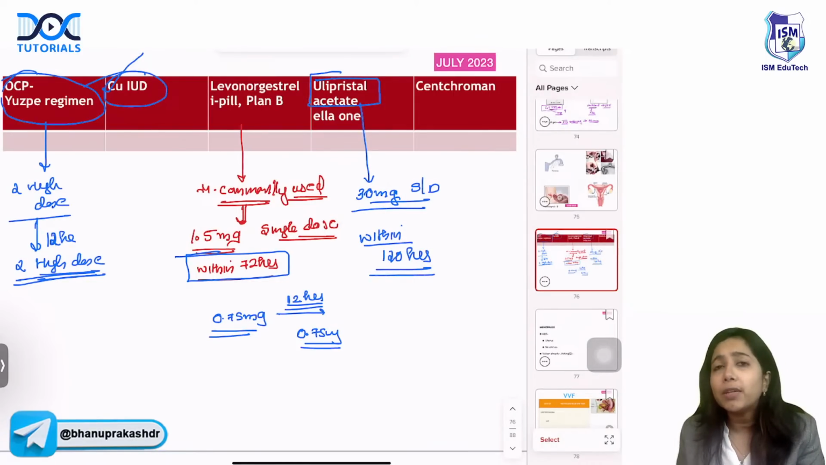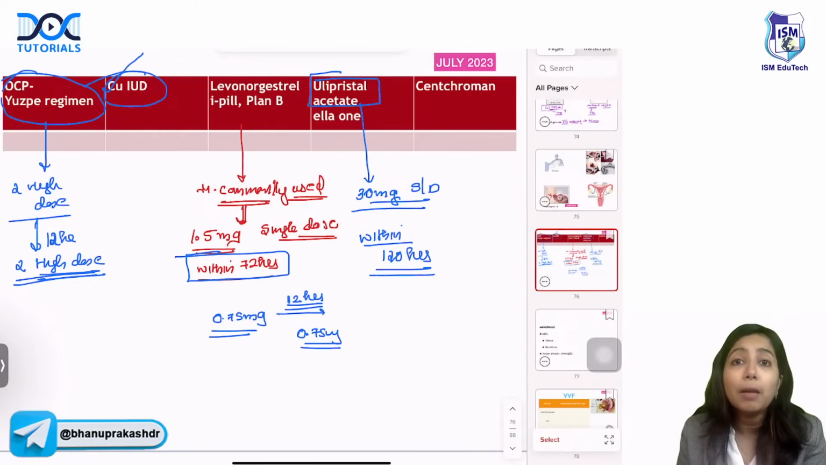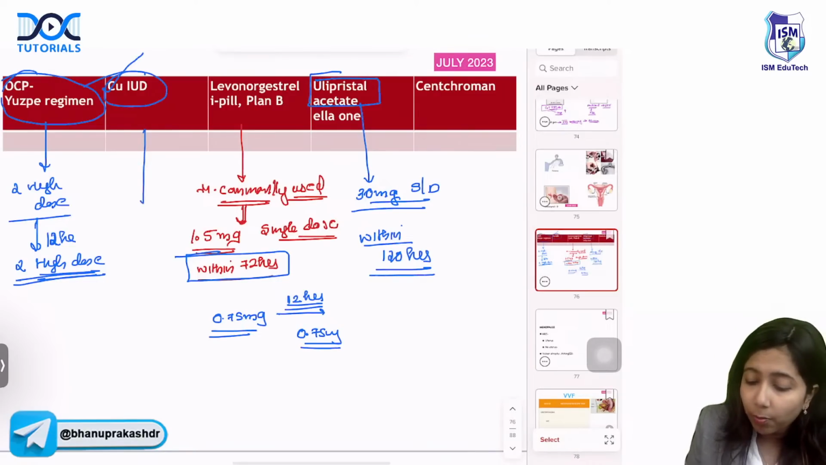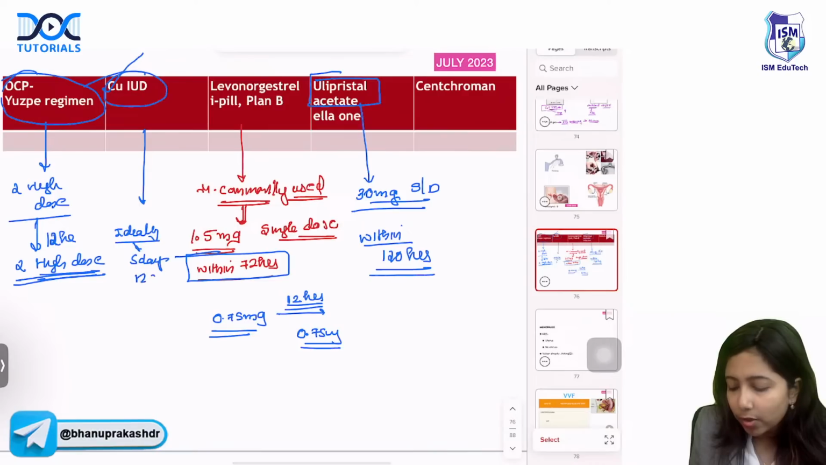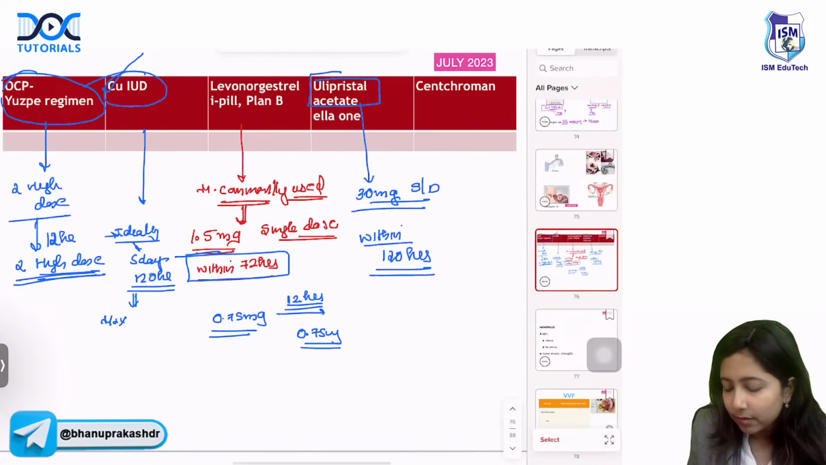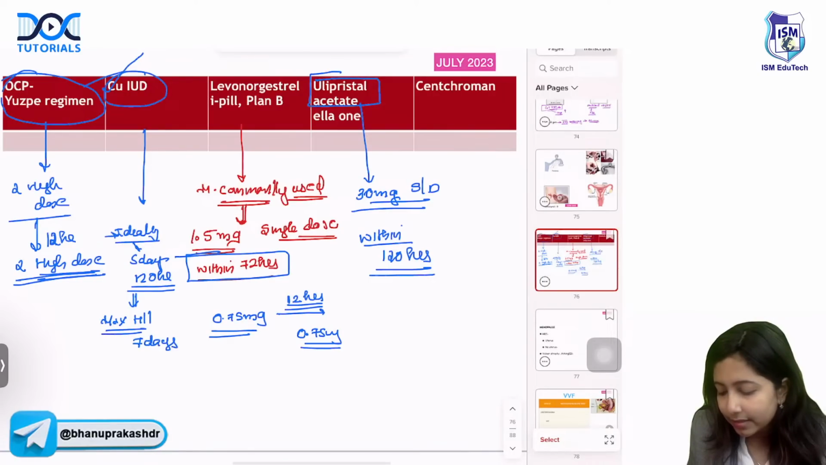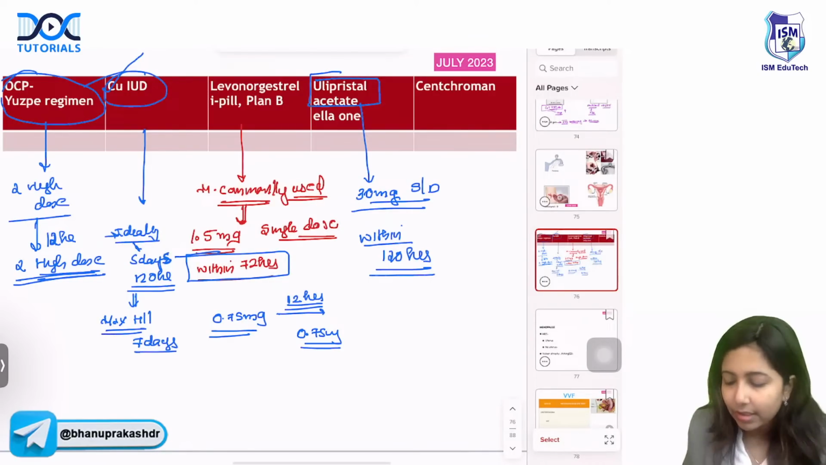Copper T was initially given till 5 days or 120 hours. Now they are stating that it can be given up till maximum 7 days. So copper T should be inserted ideally within 5 days or 120 hours, but the effect can be observed maximum till 7 days. So again, let me explain this.